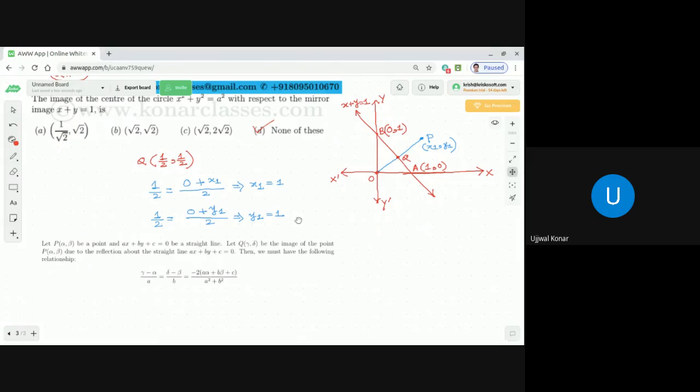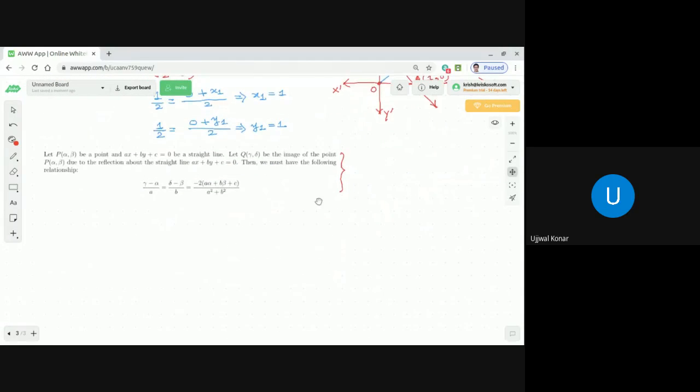Now if you remember just this relationship, then you can find the solution very efficiently, dear students, without drawing any diagram, whatever I've done here. How? The point P is 0, 0, and we need to find its reflection. And what is the equation of the straight line? x plus y equal to 1. So x plus y minus 1 is equal to 0.